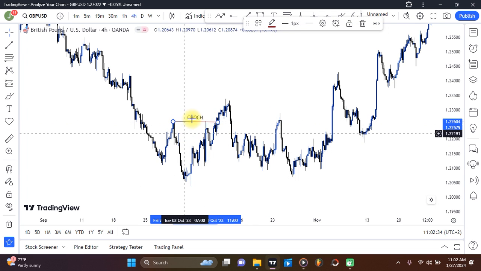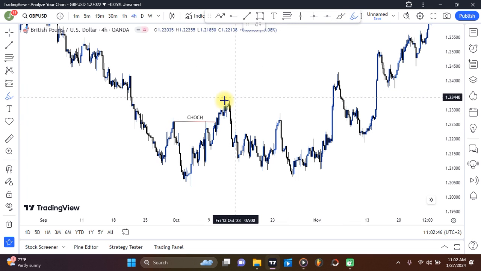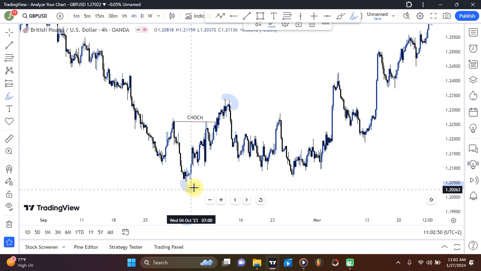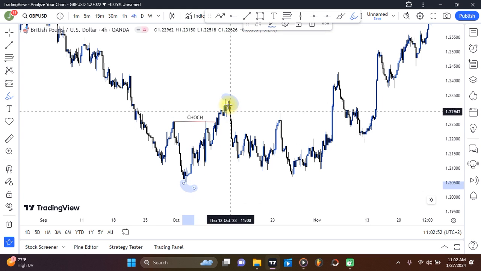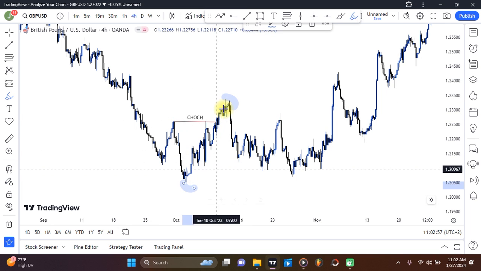And the second step is to determine the range that we're going to be focusing on. Now, after this change of character, the market took this high to the upside. So this simply means we are now focusing on this range. So this is our range. We're going to be looking at this range for our supply and demand, or for our other blocks.